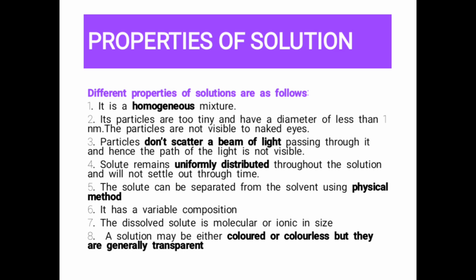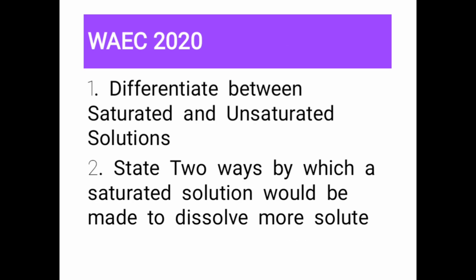So let's take a look at one question from WAEC 2020. Number one, you have to differentiate between saturated and unsaturated solution. And number two, you have to state two ways by which a saturated solution would be made to dissolve more solute. Because we said the solvent cannot dissolve more solute at that temperature. So how can you make a saturated solution dissolve more solute? Take 1 minute to answer this question.